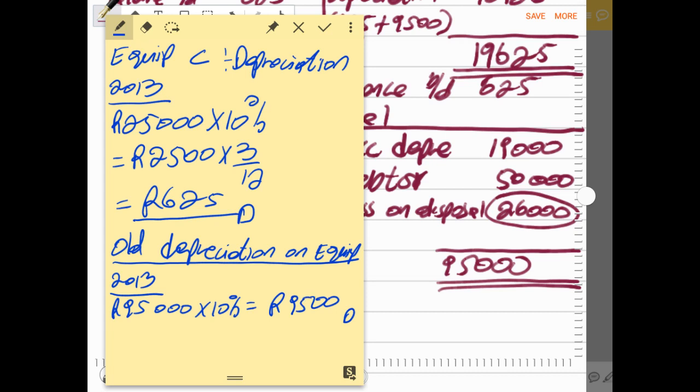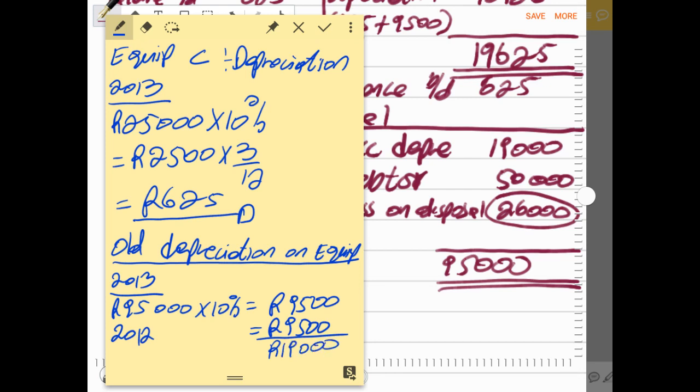Let me just add 9.5. For the year 2012, we have also proven that the depreciation for this asset was 9,500 rands. So now if you add the two, it should give you 19,000 rands. We have already calculated that.